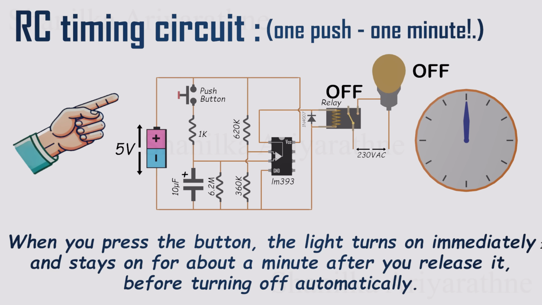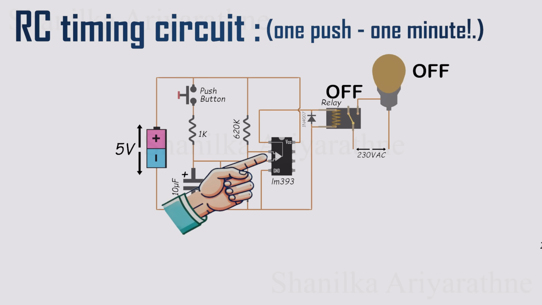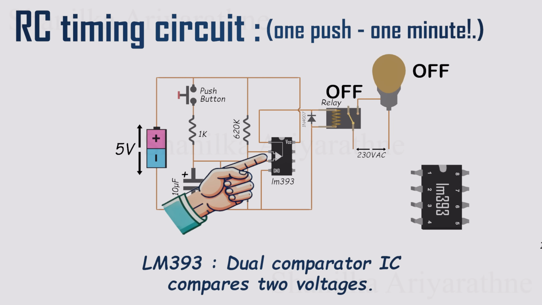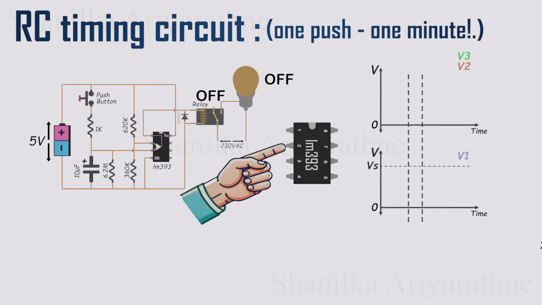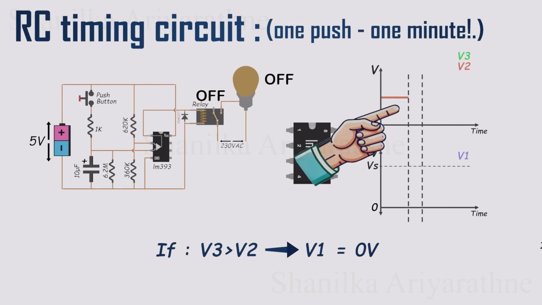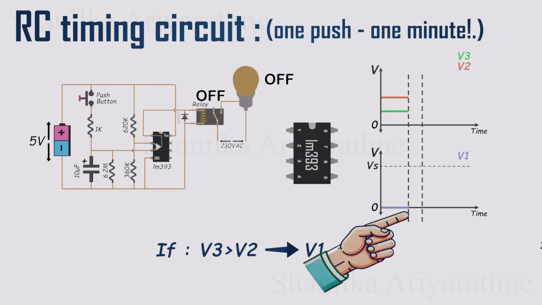So now let's see how this circuit actually works. This is an LM393, a dual comparator IC. Simply put, it compares 2 voltages and decides what to do based on the result. Here's the idea. Let's say the voltage at pin 2 is V2. If the voltage at pin 3, V3, is lower than V2, then the output at pin 1 drops to 0 volts. In that case, the relay isn't energized and the bulb stays off.